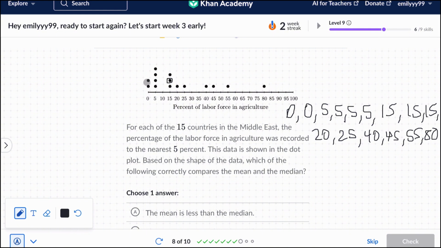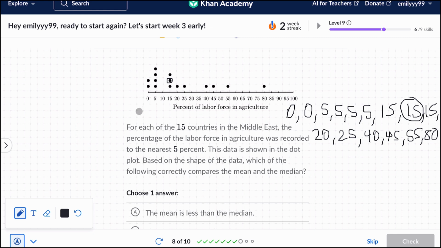And then we can count each side. 1, 2, 3, 4, 5, 6, 7. 1, 2, 3, 4, 5, 6, 7. So there's 7 on each side. So this dot right here is the median. And that would be 15. So 15 is the median. We can check with this. So 1, 2, 3, 4, 5, 6, 7. This one right here is the median. 1, 2, 3, 4, 5, 6, 7. So 7 on each side.